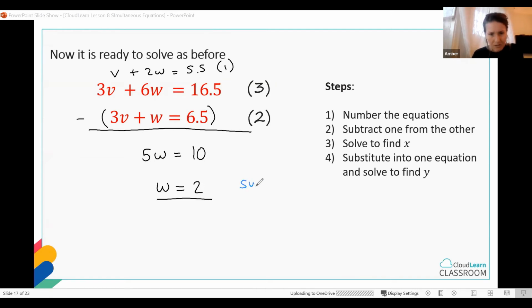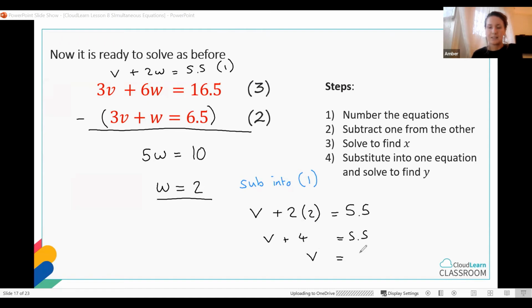So I'm going to substitute into 1. So we're going to have v, we don't know yet, plus 2w, we now know is 2. And that's equal to 5.5. Okay, so v plus 4 is equal to 5.5. So v is equal to 5.5 minus 4, which is 1.5. So we had that 1 bottle of vinegar was £1.50. And 1 pail of water was £2. Okay.